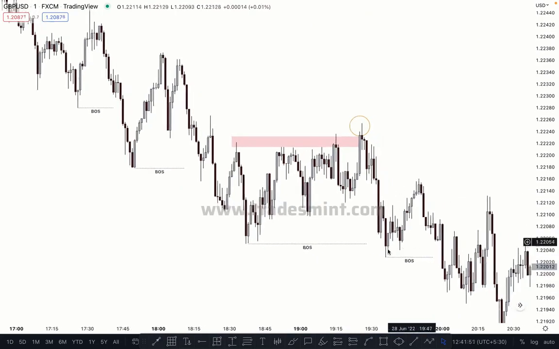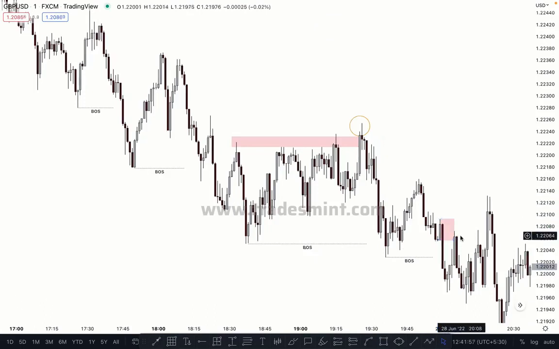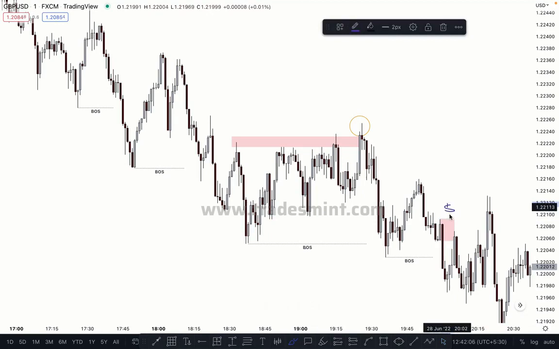Okay, so what happened here? After breaking this structure, the market taps here and shows some reaction to induce people, and then what happened? Price goes higher, takes all the stop losses, collects all these stop losses here, and then taps on this extreme, and this high acts like a liquidity. And the same thing applies here.